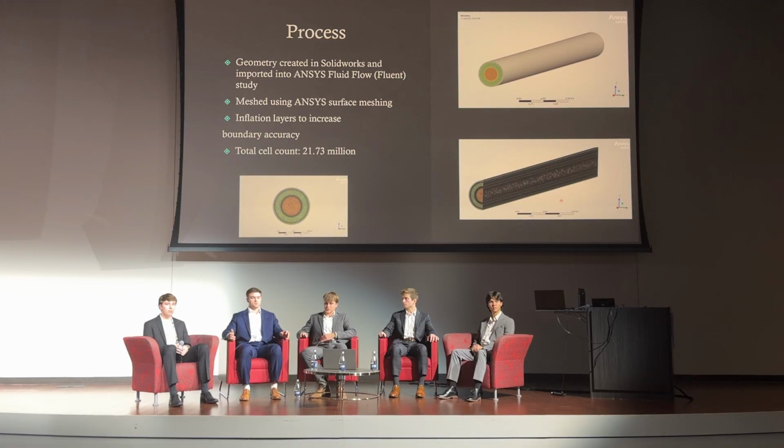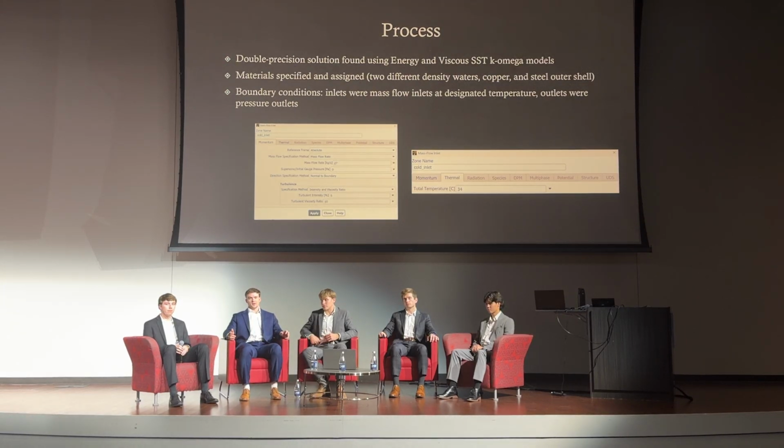And our total cell count was 21.73 million cells. We used a pretty standard double precision solution using energy and the viscous SST K omega model. And with our materials, we decided to make it a little more accurate. We wanted to have 2 different densities for both the hot and cold water, as we're giving the 2 different temperatures, as well as getting book values for the copper and steel shell.